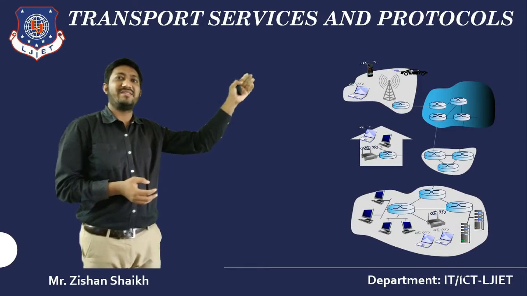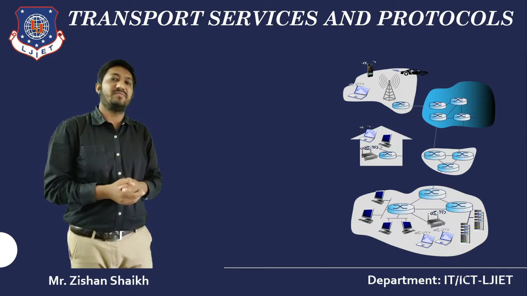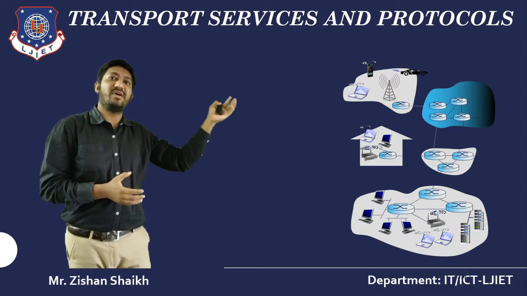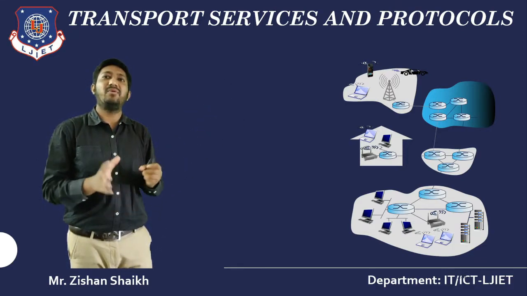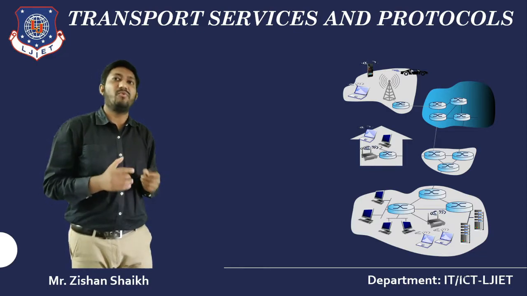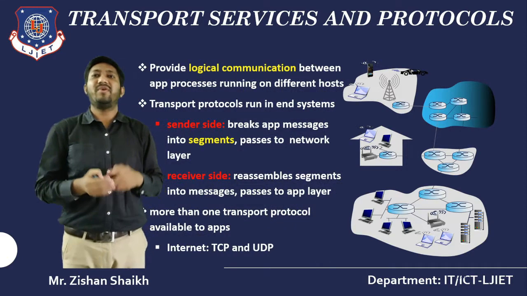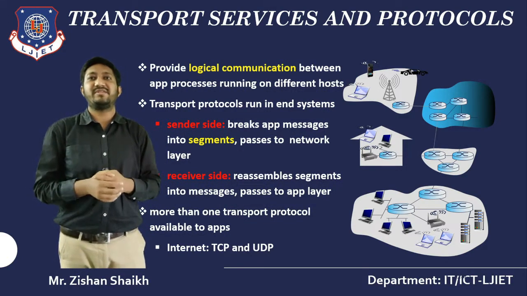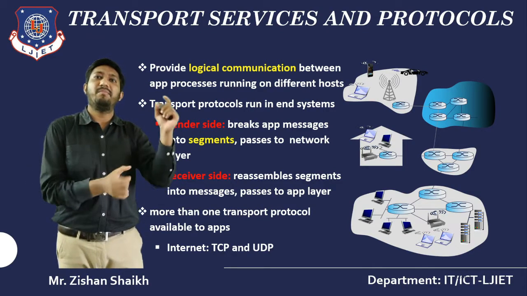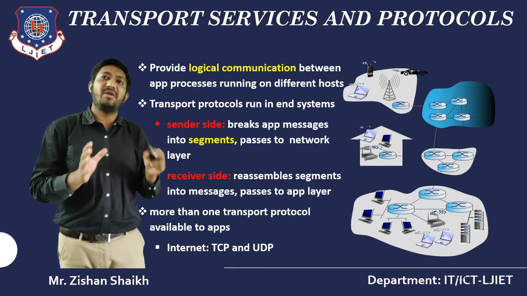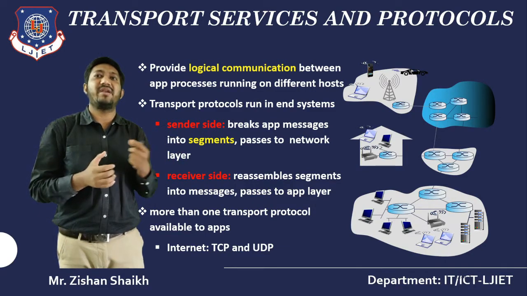So let's see one scenario. In that, a number of devices are seen in this particular figure. A number of hosts are available, routers are available. How is the data transferred, and how is the transport layer supporting this? Let's understand all this terminology one by one. When we are talking about transport layer services, it provides logical communication between a number of processes running on different hosts.